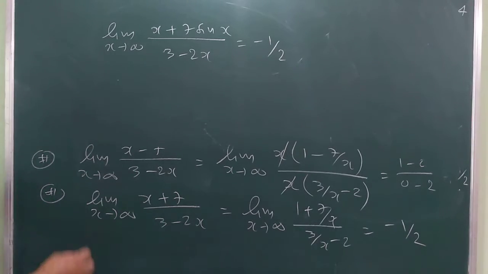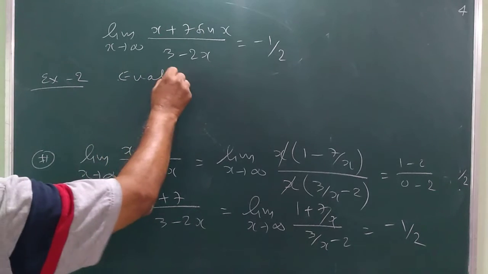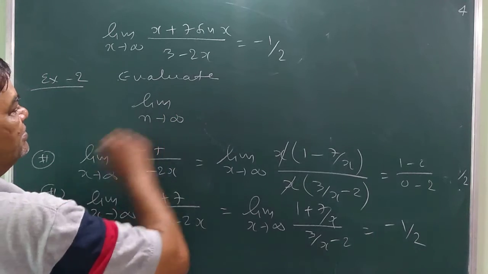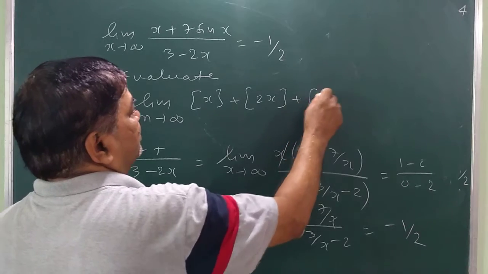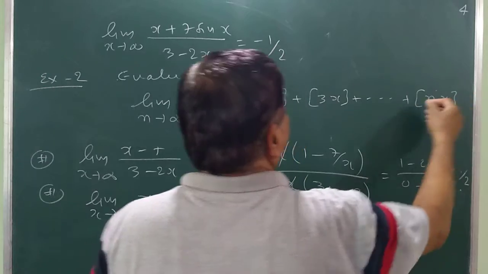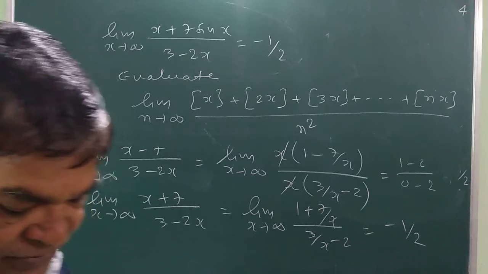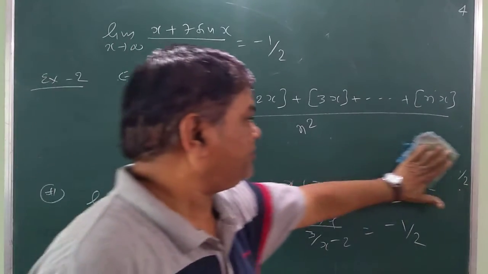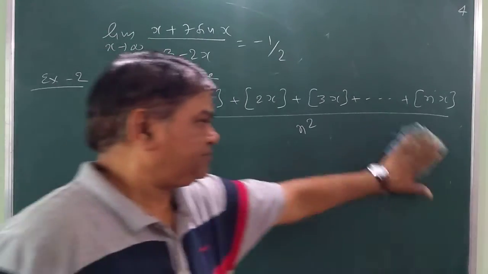Let us take the second example. Example number 2: evaluate the limit as n tends to infinity of ([x] + [2x] + [3x] + ... + [nx]) divided by n squared. Dear students, this is a very important question in the field of JEE Main and Advanced examinations.